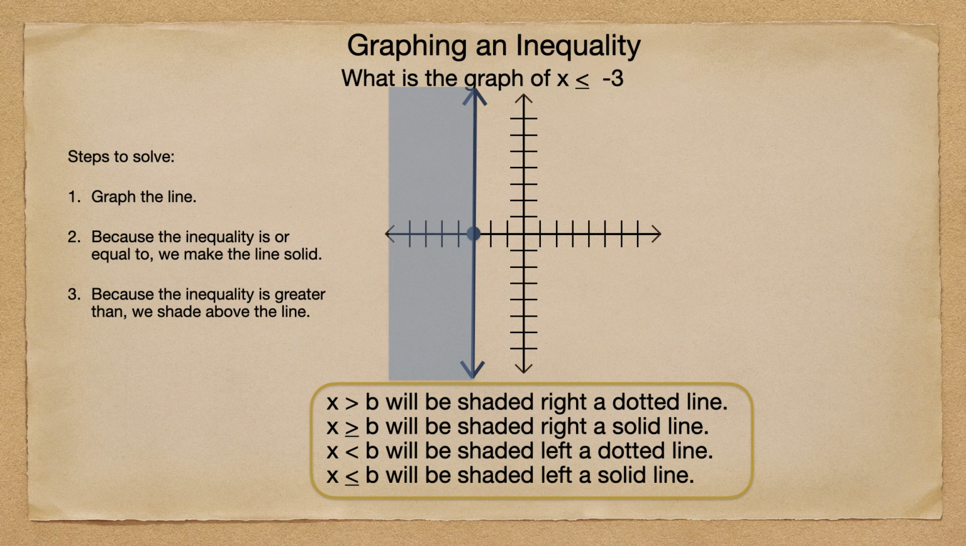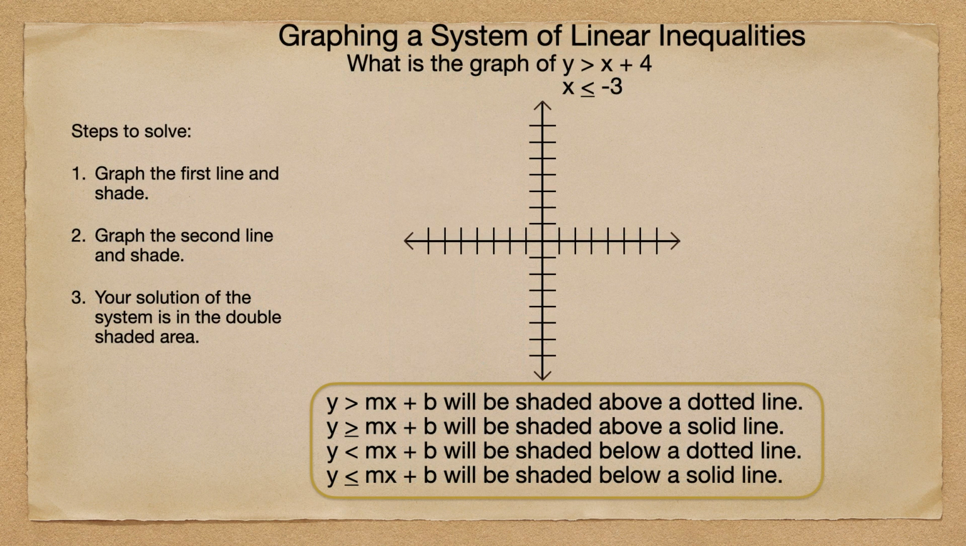Now let's take a look at graphing systems of linear inequalities. Here we're going to be doing 2 inequalities instead of 1. First, we graph the first inequality using the y-intercept and slope. So I have my y-intercept of 4, and I have my slope of 1, rise 1, run 1. It's going to be a greater than symbol, so it's going to be a dotted line, and I'm going to be shading above.